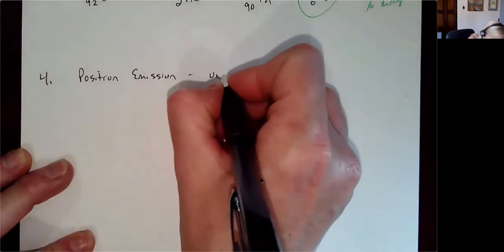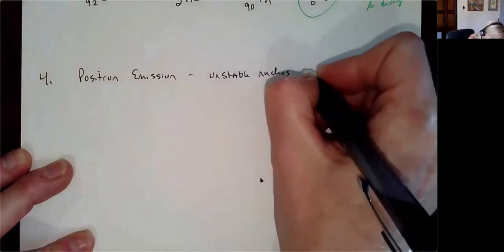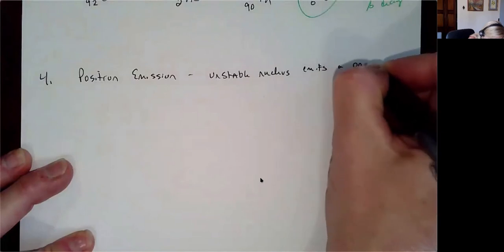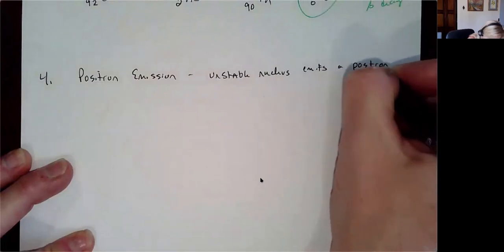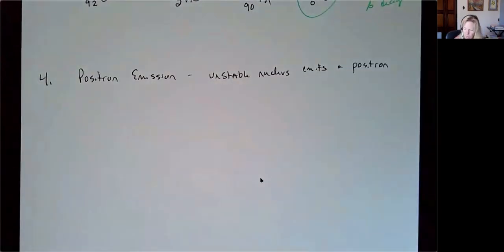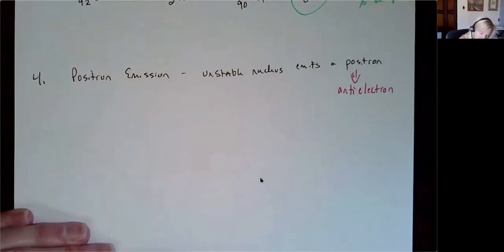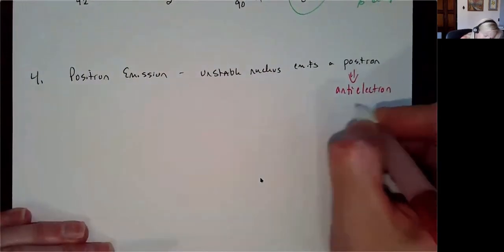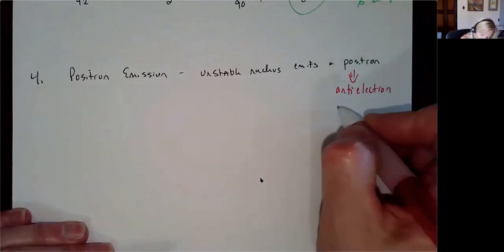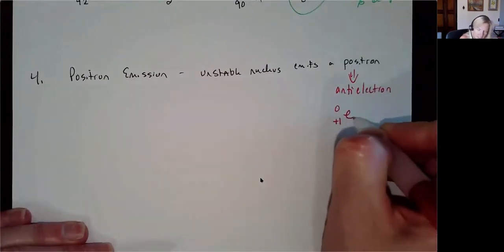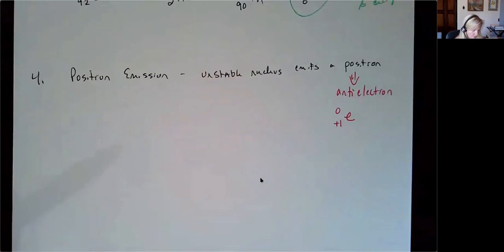This is an unstable nucleus that emits a positron. Kind of the name gives it away. But what is a positron? A positron is an anti-electron, and it looks like this. So if an electron was 0 minus 1, this is 0 plus 1 e. So that's what a positron is.